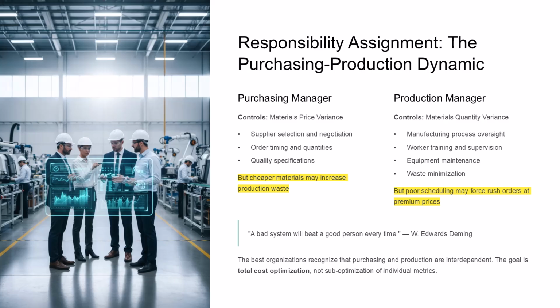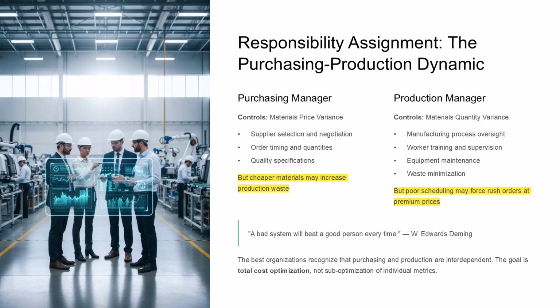Responsibility assignment, the purchasing and production dynamic. The materials price variance is typically assigned to the purchasing manager, and the materials quantity variance is typically assigned to the production manager. This assignment seems logical on the surface, but it masks a complexity that every good manager needs to understand. The purchasing manager controls when materials are bought, which suppliers are used, what quantities are ordered, and how negotiations are conducted. All of those decisions influence price.